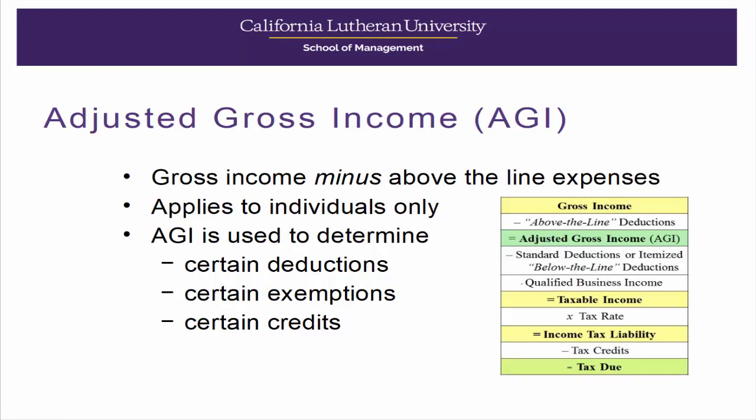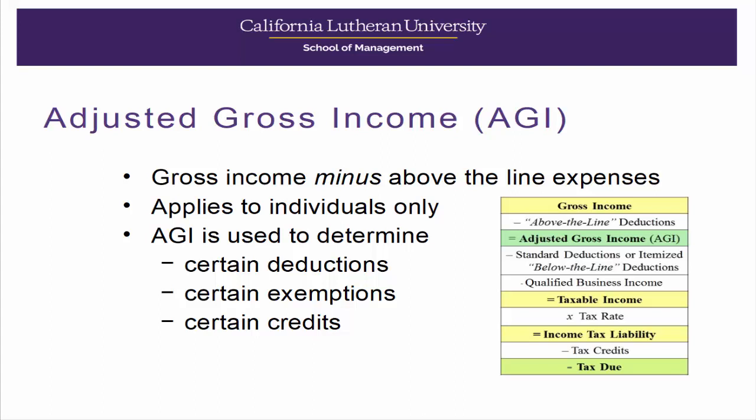Once we've subtracted our deductions for AGI, we arrive at adjusted gross income. The adjusted gross income is an individual concept only. It does not apply to businesses. AGI is important because it's used to determine a lot of things. It's used to determine certain deductions and certain credits and whether they're allowable or whether they're phased out.